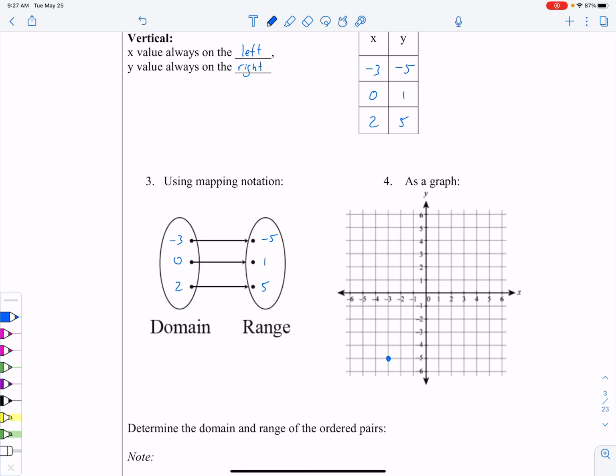Next, we go to 0 and then 1, and we have another point. And then we go to 2 and 5, and we have our third point. We don't connect these points. They're not a line, they're just points. We just have 3 points on our graph.